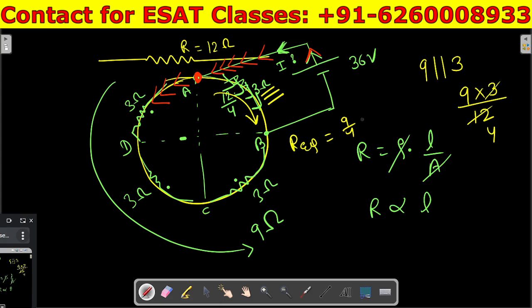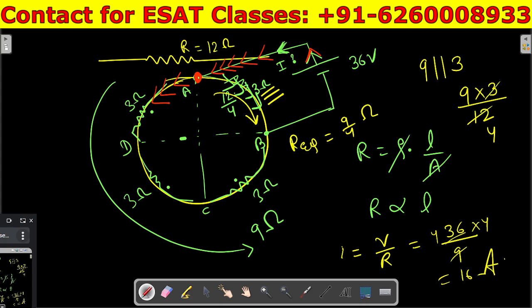So now I have the R equivalent as 9 upon 4. Now you can find I equals V upon R, and V is how much? 36. R is how much? 9 upon 4. So 36 into 4 upon 9, so its answer should be 16 ampere. Are you getting this? Yes, sir.